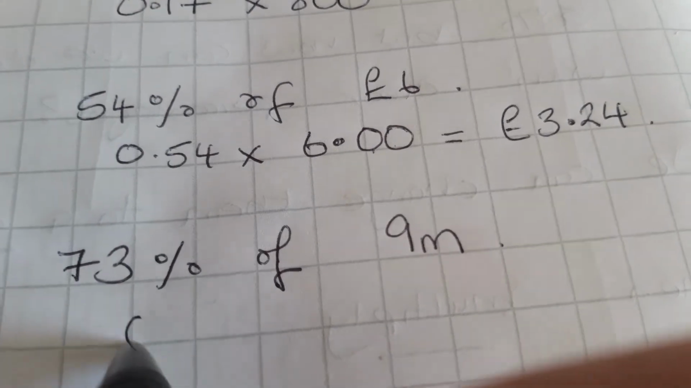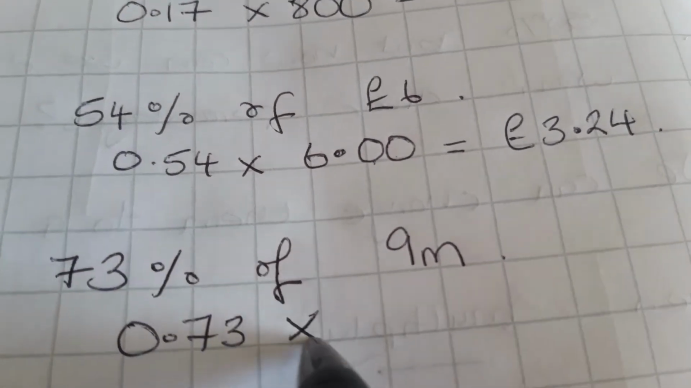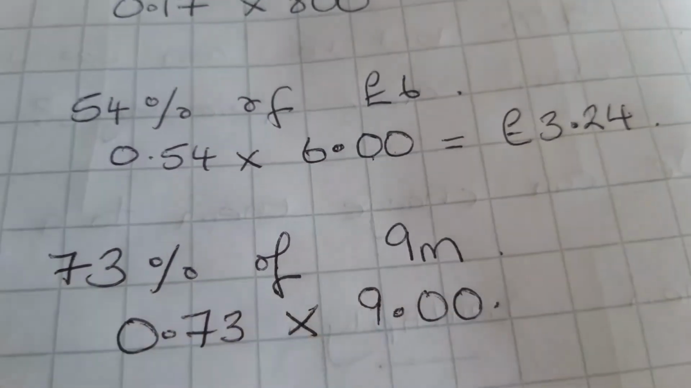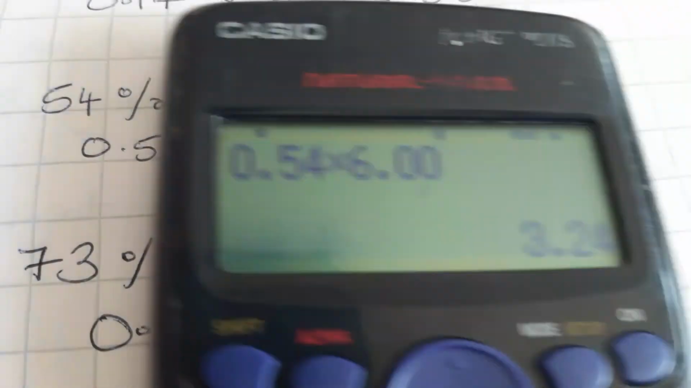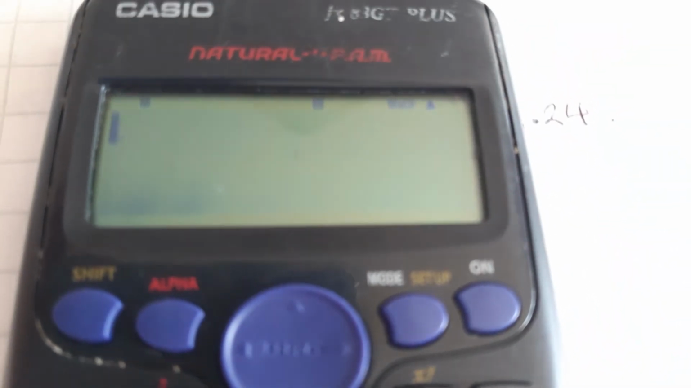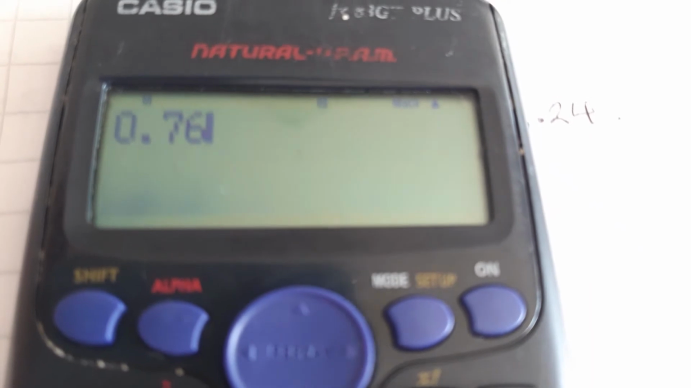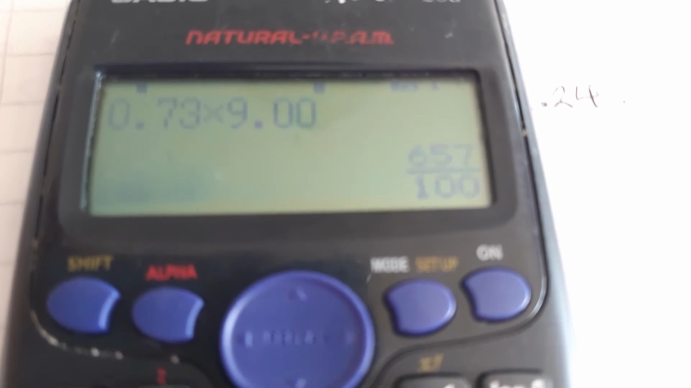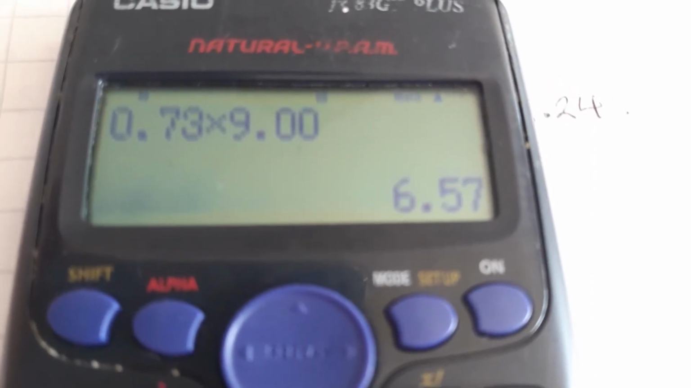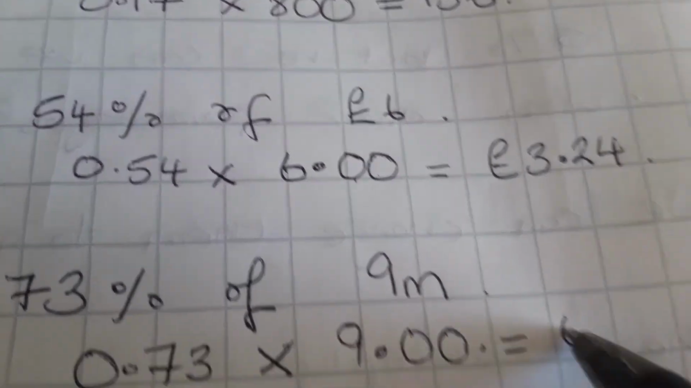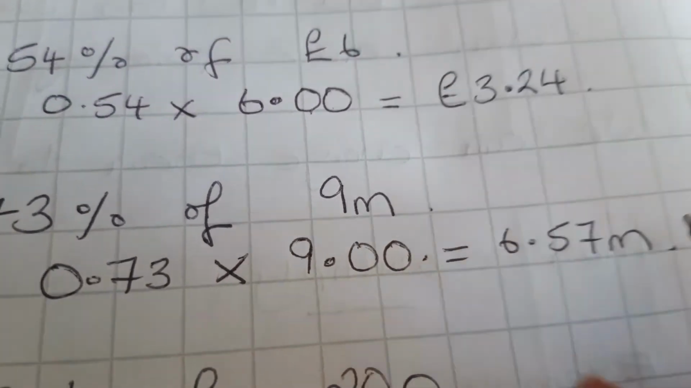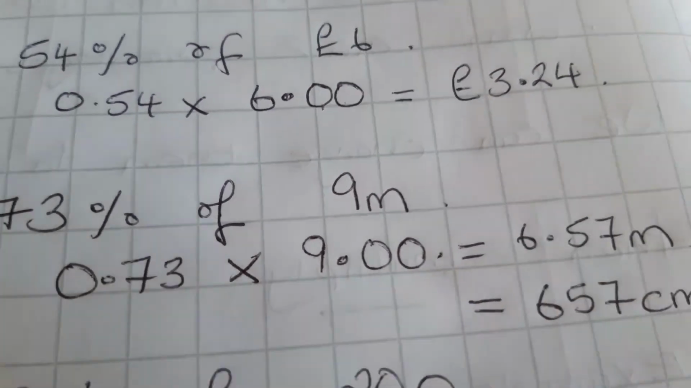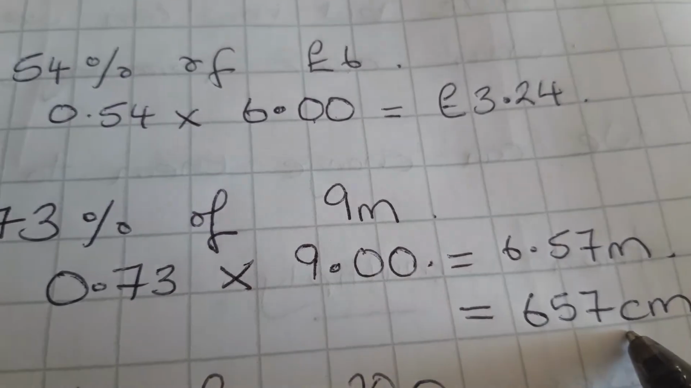73% of 9 metres, so we've got 0.73. We could do the same again, 9.00, keep it in metres. So 0.73 times 9.00 equals 6.57 metres. So imagine the question asked you to give it in centimetres. That would be 657 centimetres, because there are 100 centimetres in a metre.